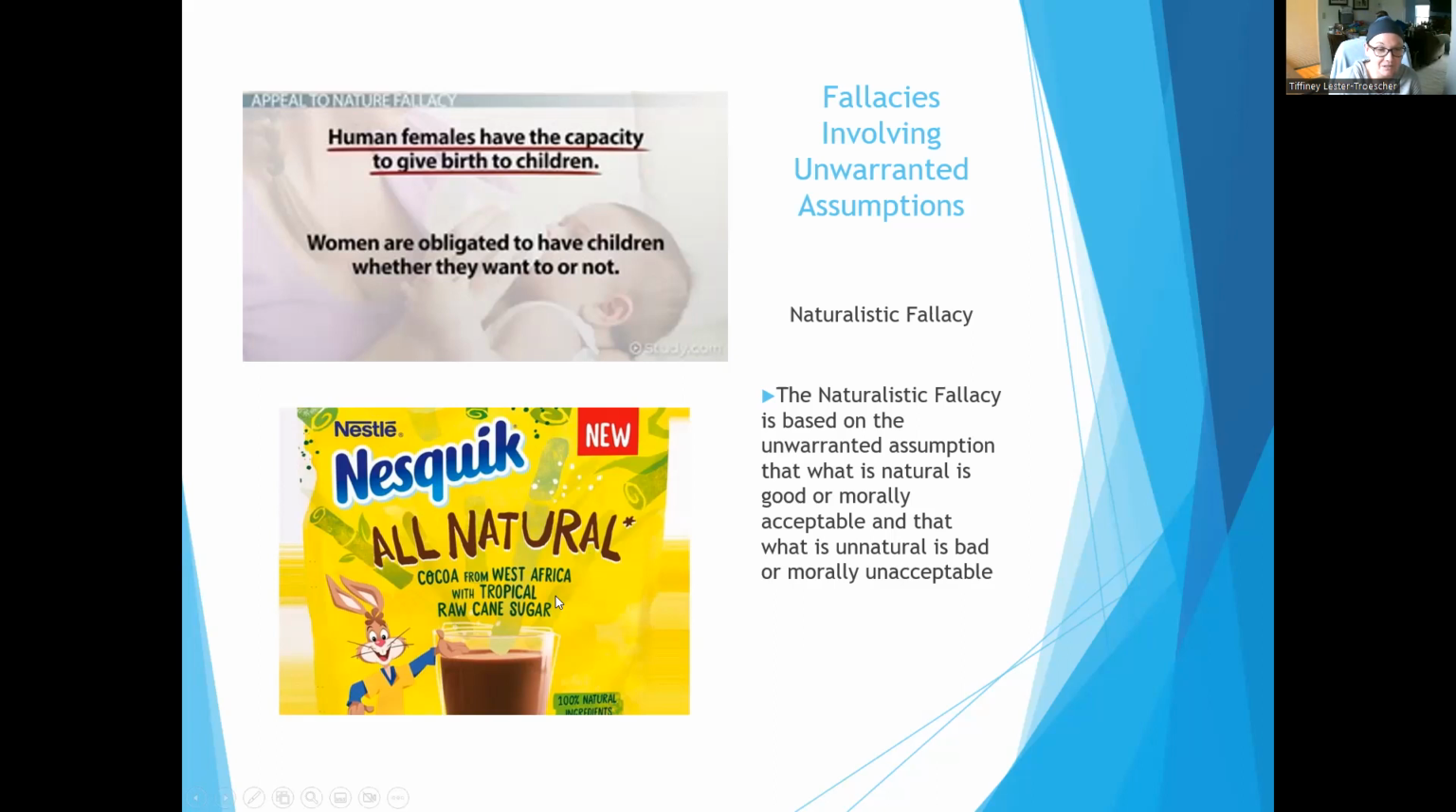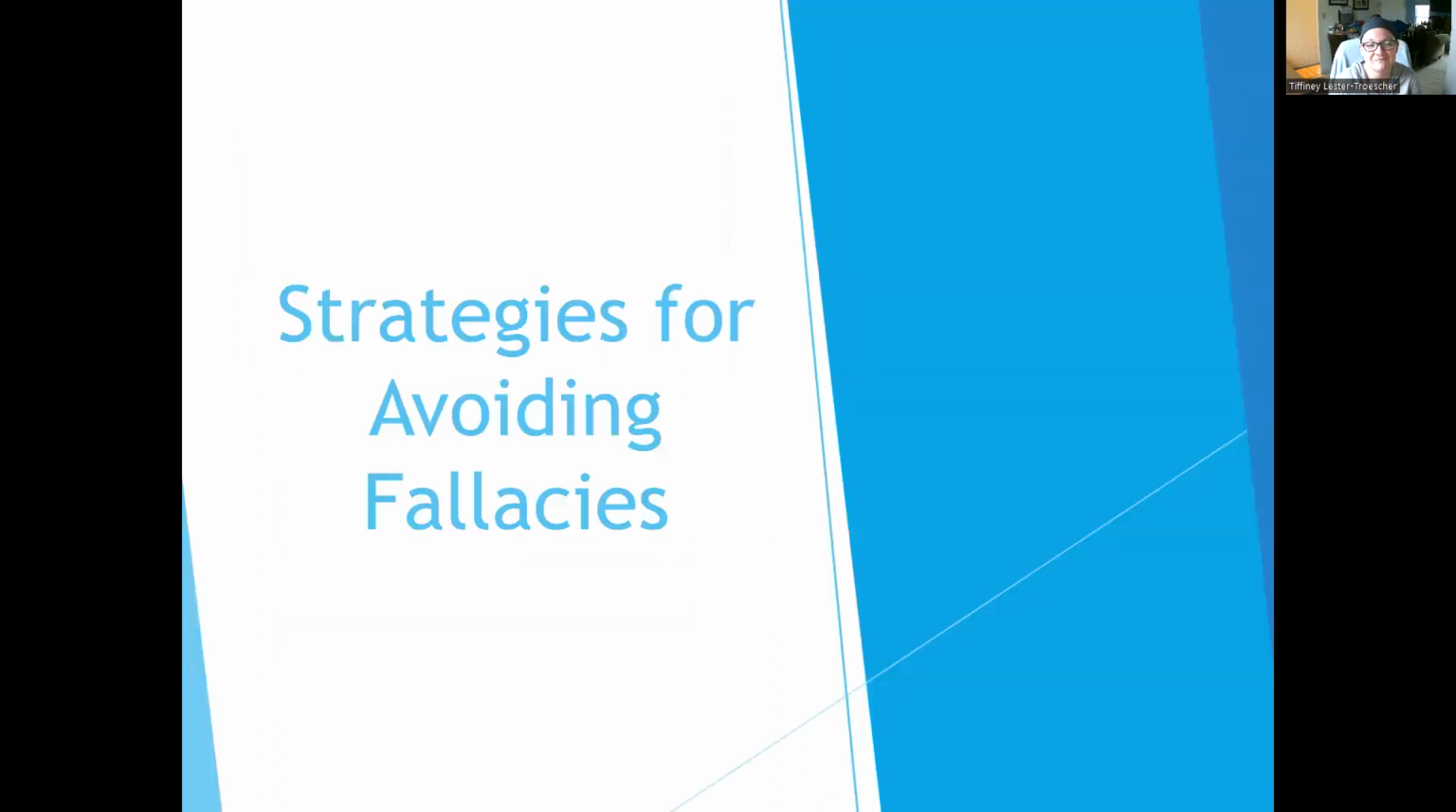Okay, well, let's assume that it is natural. Does that automatically mean it's good for us? No, not at all. Right? So those are our different types of informal fallacies.